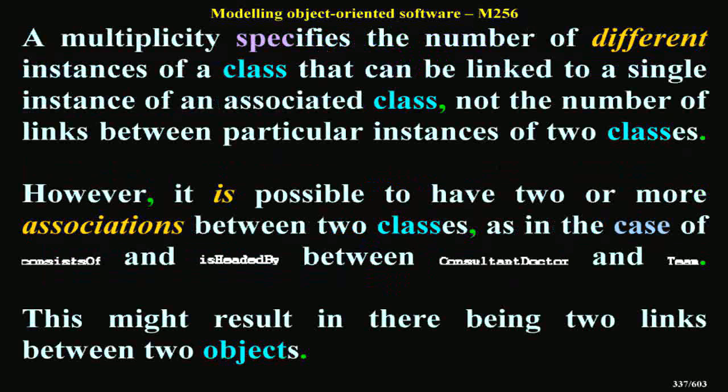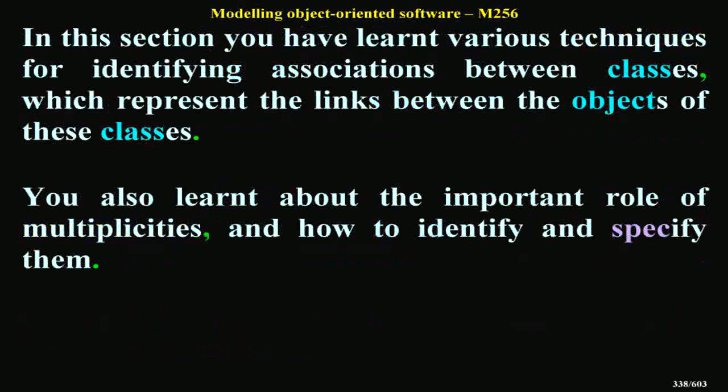A multiplicity specifies the number of different instances of a class that can be linked to a single instance of an associated class, not the number of links between particular instances of two classes. However, it is possible to have two or more associations between two classes. This might result in there being two links between two objects. In this section you have learned various techniques for identifying associations between classes, which represent the links between the objects of these classes. You also learned about the important role of multiplicities, and how to identify and specify them.